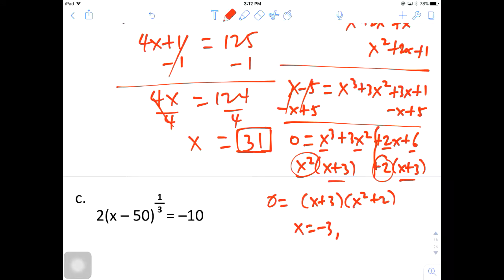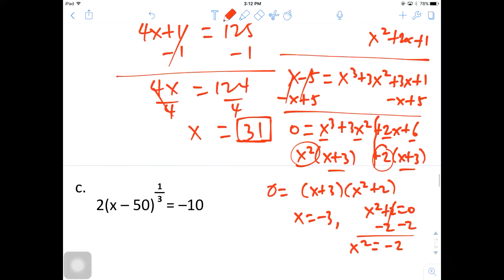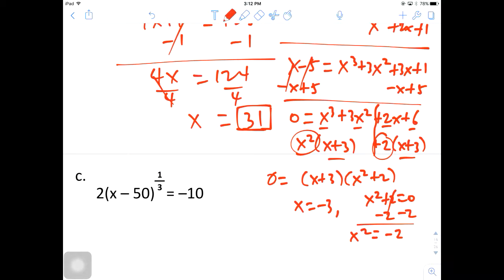And then I'm going to solve the second one, which is going to be x squared plus 2 equal to 0. Subtracting 2 on both sides, I've got x squared equals negative 2. And so the answer is going to be imaginary. So I'm not going to be able to get any real solutions from here. So I'm going to just stop there and conclude that the only solution is x equals negative 3.